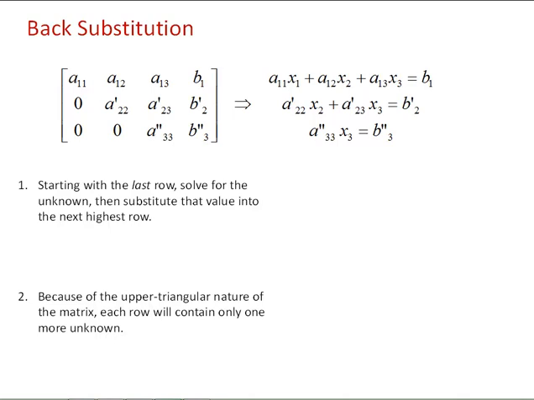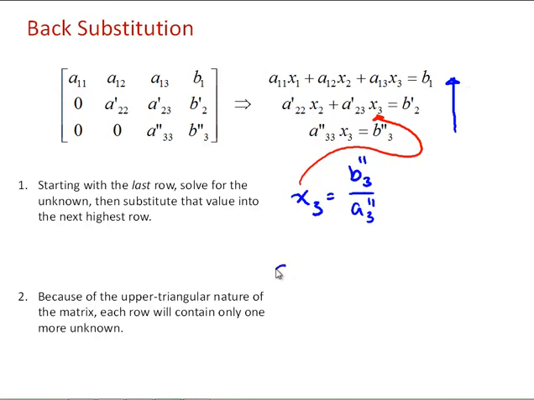With back substitution, we will start with the last row, solve for the unknown, then substitute that value into the next highest row. To see how that works, it's helpful to actually write the augmented matrix back as a linear system of equations. Then we can see that we can solve for the last value, x3, as b3 double prime over a33 double prime. Now that we know x3, we can plug that result into our second equation. Again, it's called back substitution because we're moving backwards up the rows.